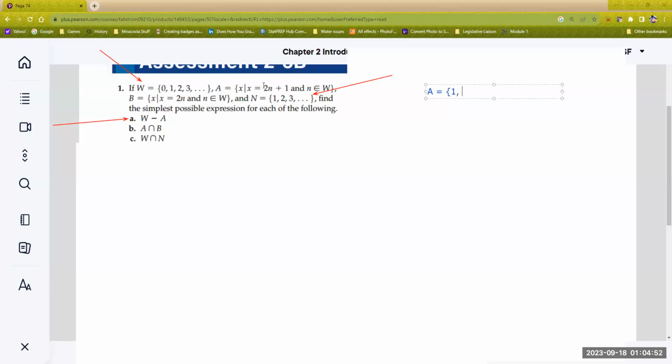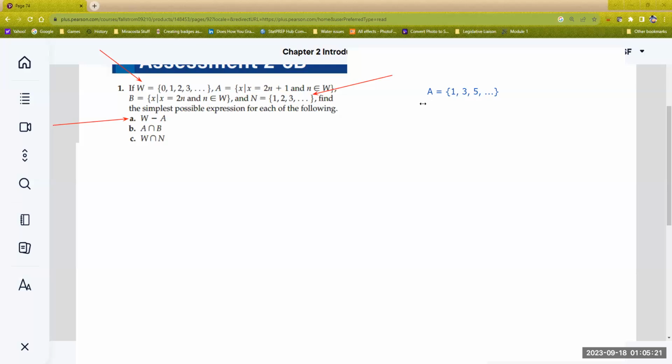Now come back and plug in the next number, which is 1. 2 times 1 is 2, plus 1 is 3. So the next number is 3 in my set. Plug in 2. 2 times 2 is 4, plus 1 is 5. So I get 5 in my set. And so on. Okay, so I kind of got the idea there. So A looks like it's the odd numbers, the odd whole numbers, I guess, which in this case will match up exactly with the odd natural numbers.